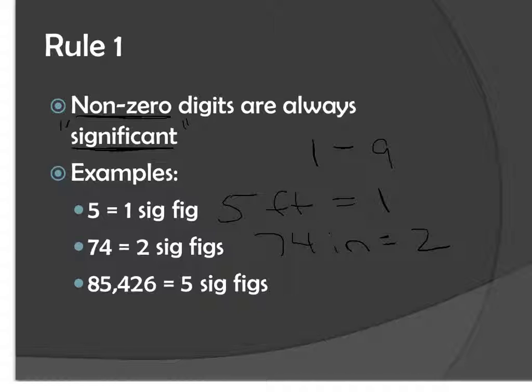The number 85,426, all of those digits would be significant because they're all non-zero digits. So here we would have 5 sig figs. So that first rule is a pretty simple rule.